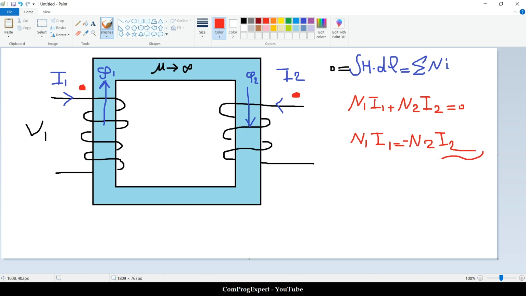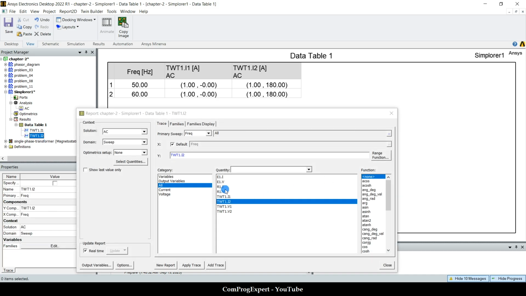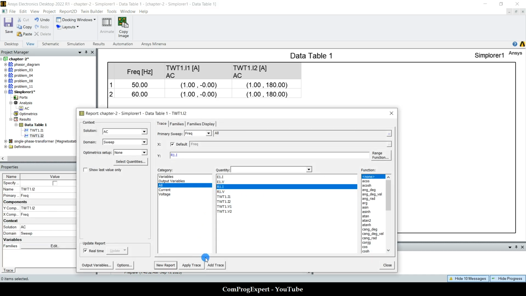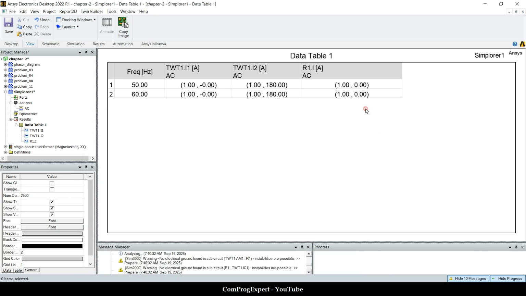Okay, because this is the convention, this is the direction of the current. But the current of the load R is in this direction. So here if I also add the current of resistance 1, magnitude and angle, this is in the same phase as I1. Yes, because the resistor current is the negative of I2.